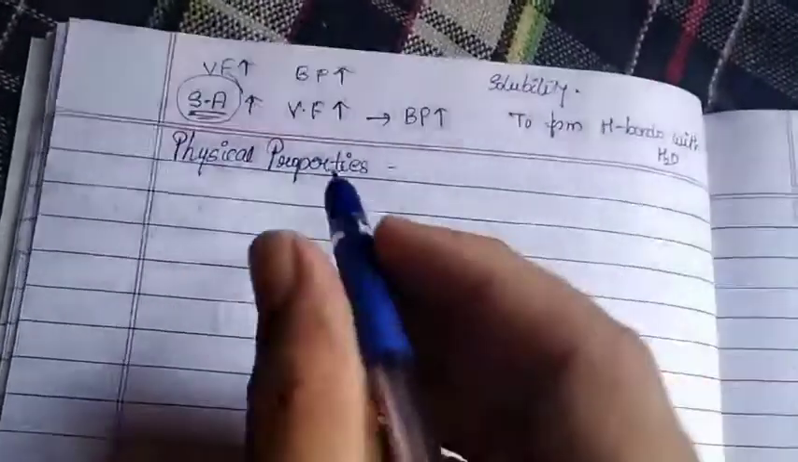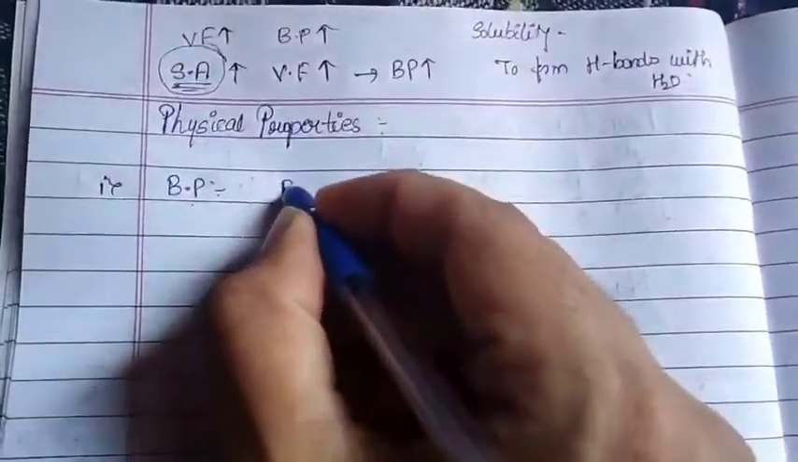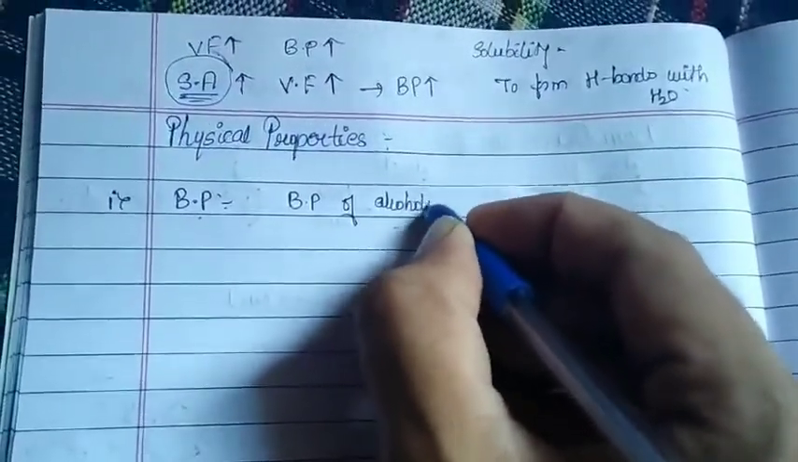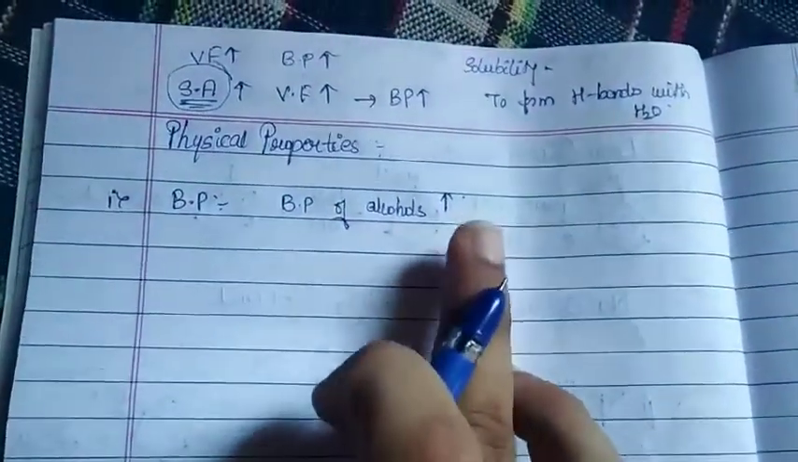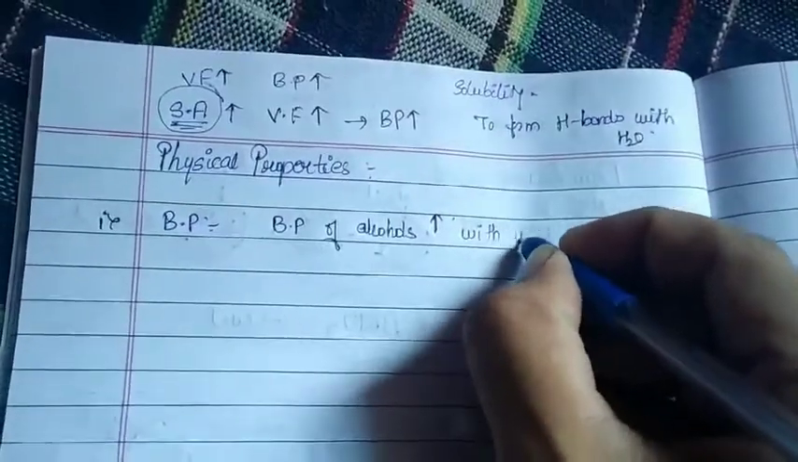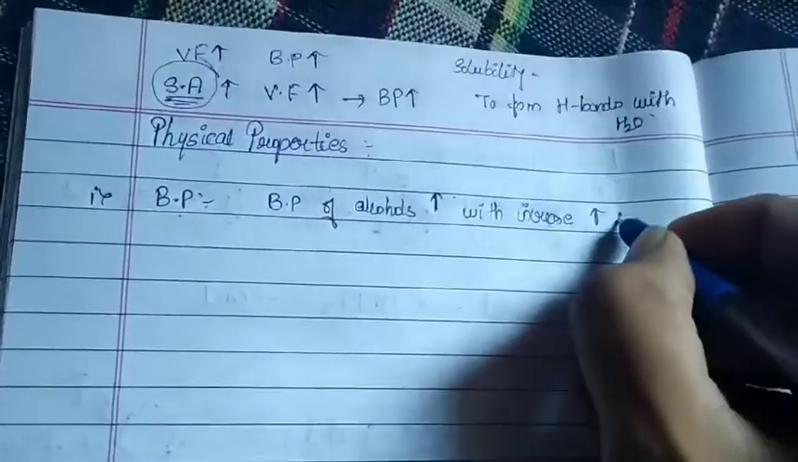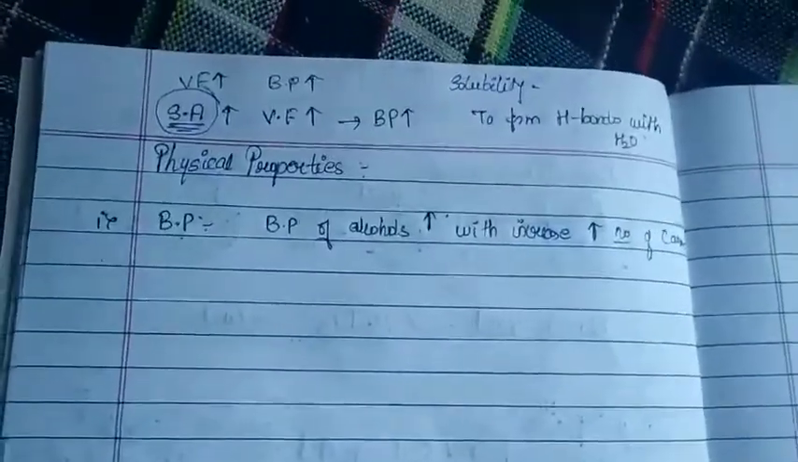So the first important physical property, let us see with respect to the boiling point. What they say over here is, remember, the boiling point of alcohols increases with increase in the number of carbon atoms. So what does it mean? Let me give you an example.